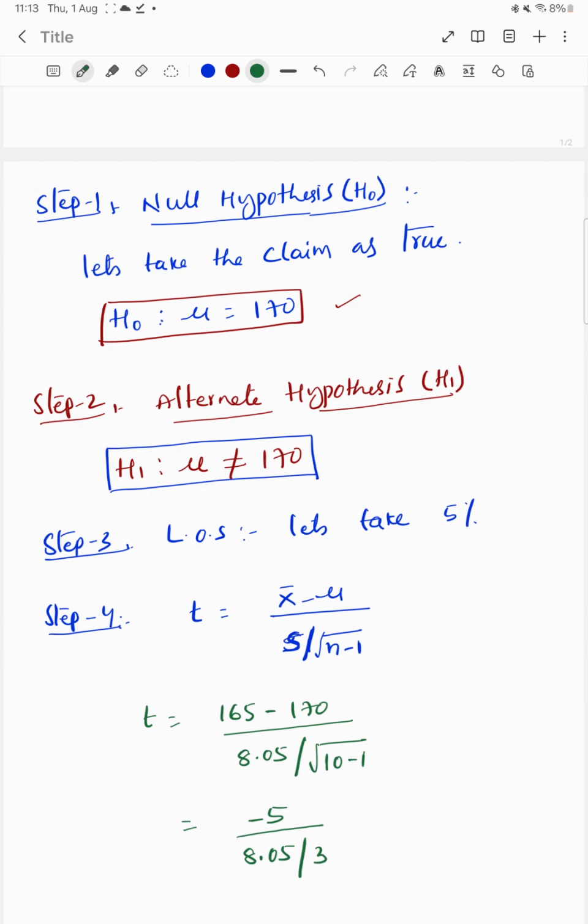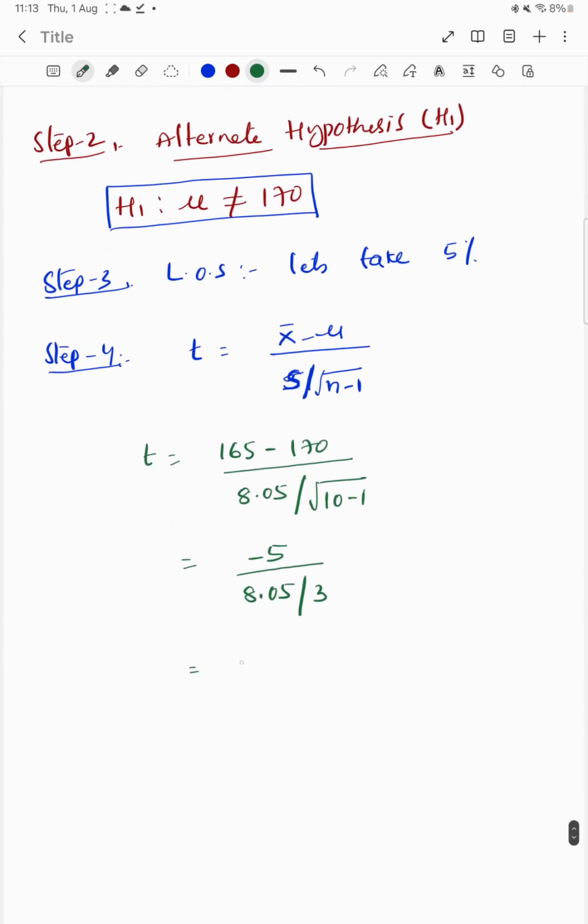Root 9 means 3. This implies minus 5 divided by 8.05 divided by 3, and 8.05 divided by 3 will give you 2.68. This implies minus 5 divided by 2.68 will give you minus 1.86. So T cal is equivalent to minus 1.86.